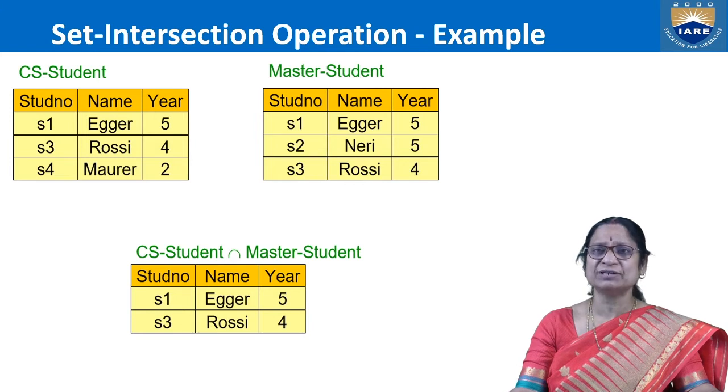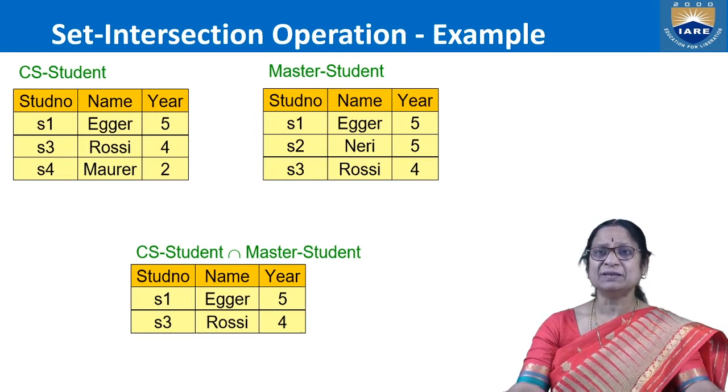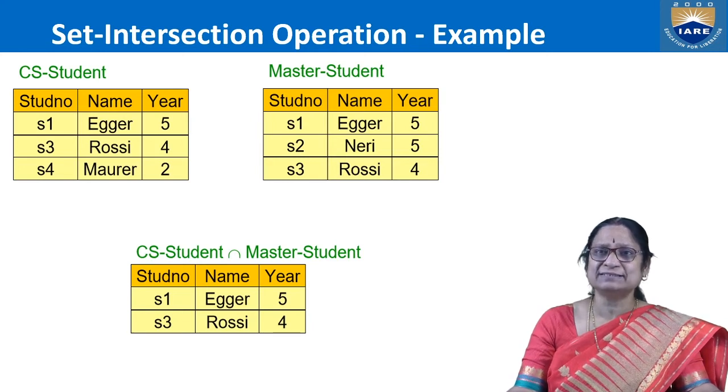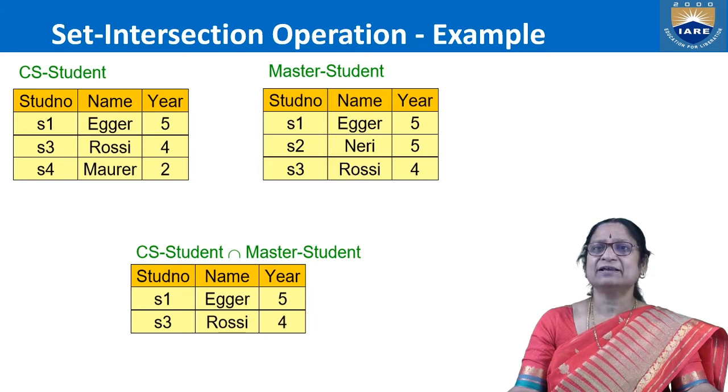As in the set intersection definition, it is similar here also, but there we consider the common elements of two sets. Here, in our relational data model, the relational instance, we consider each element as a tuple.